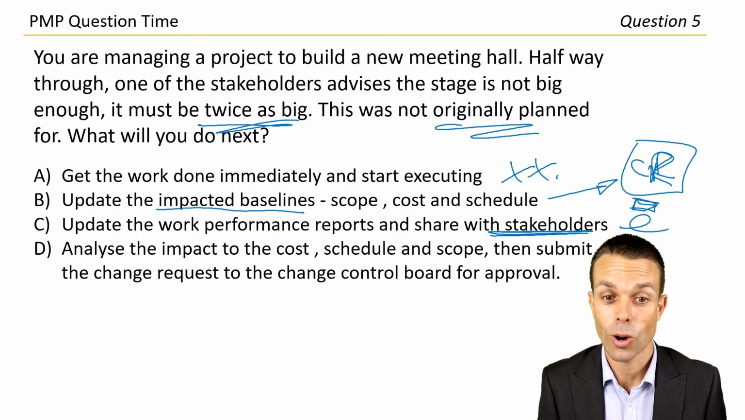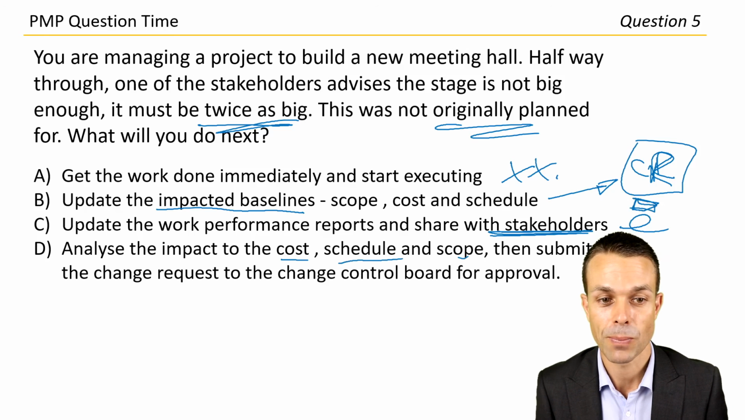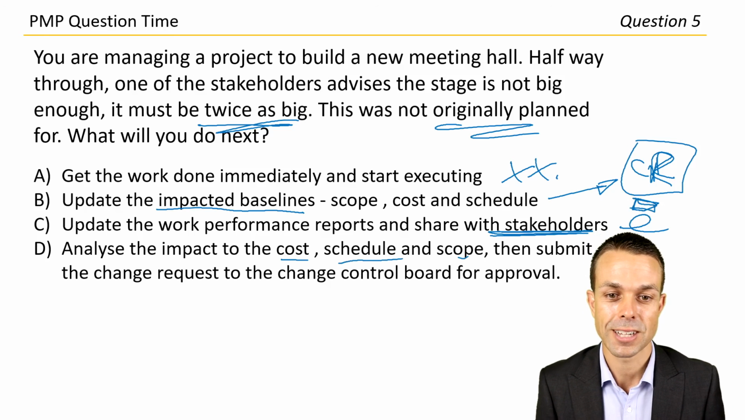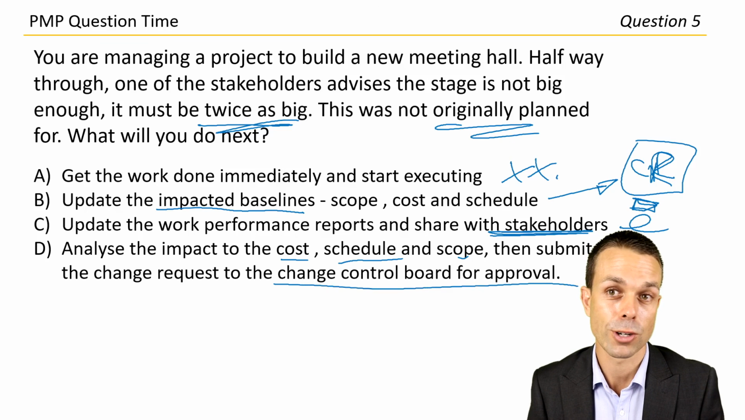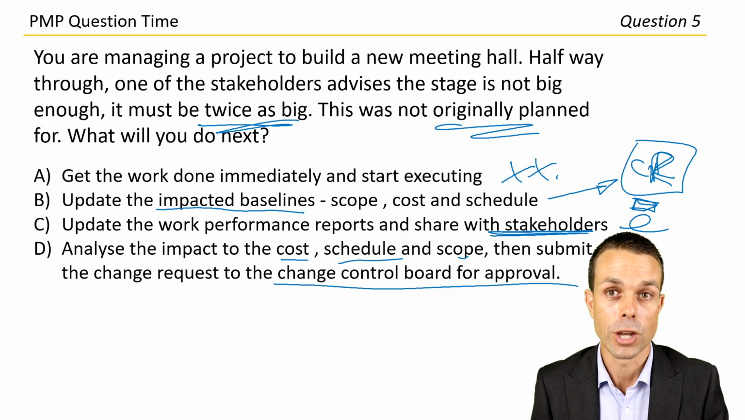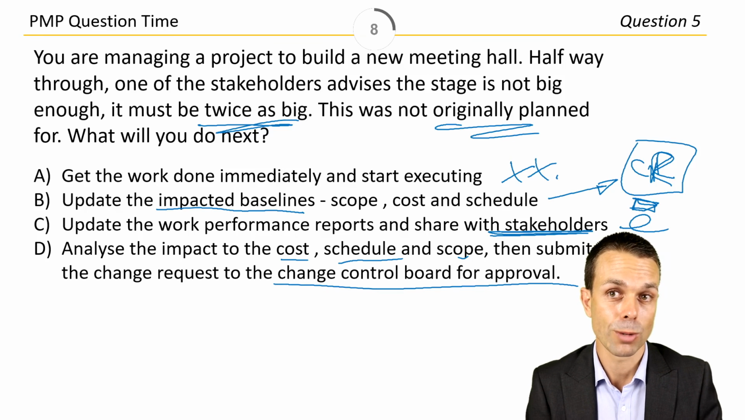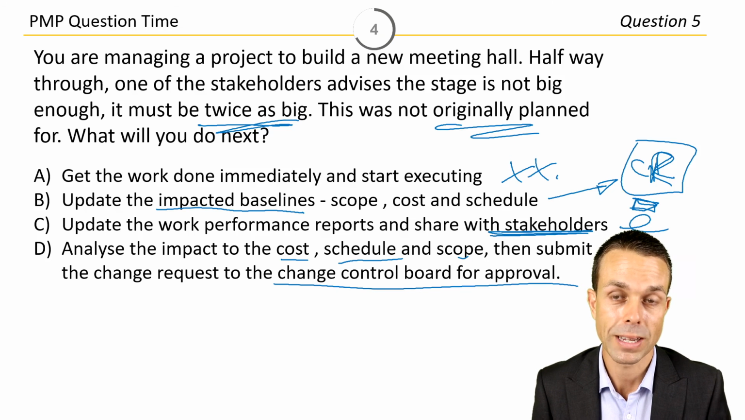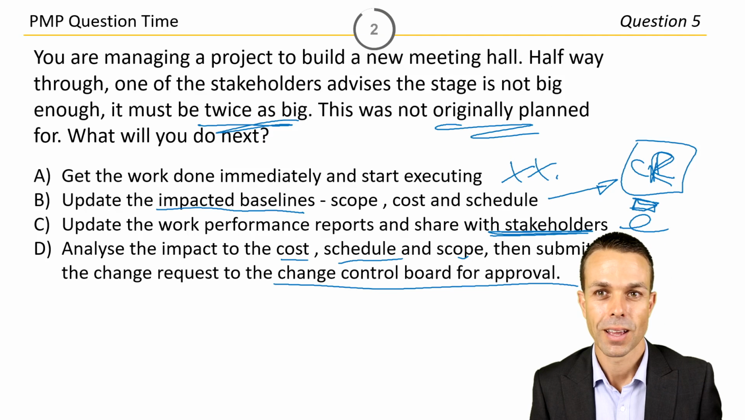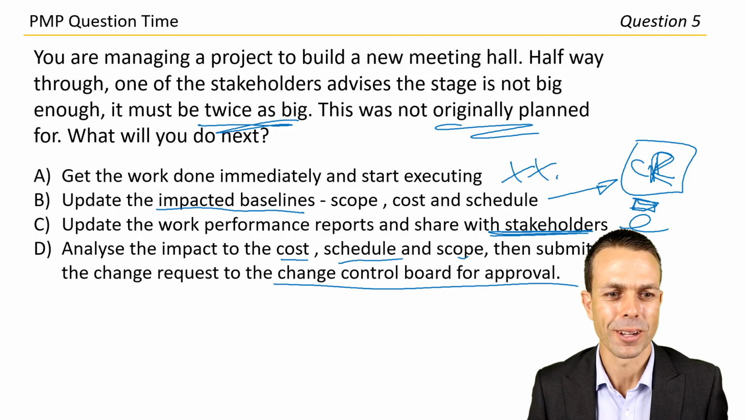Analyze the impact to cost, schedule and scope. This looks promising. And then submit the change request to the change control board for approval. We definitely want to go to the change control board with our change request knowing what the impact is going to be, even though we haven't updated our baseline documents because it hasn't been approved yet, but we do need to know what that impact will be so that they can make a decision as well. I think answer D is the one that we're going to go for here.